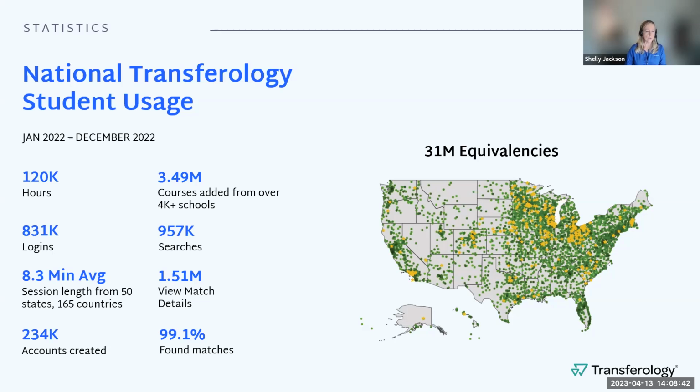We had 234,000 new student accounts created last year, 3.49 million courses added from over 4,000 schools to see how they'll transfer, 957,000 searches to view the results, and then 1.51 million clicks to view those details on how schools would accept their courses. 99% of students found some sort of match to their coursework.